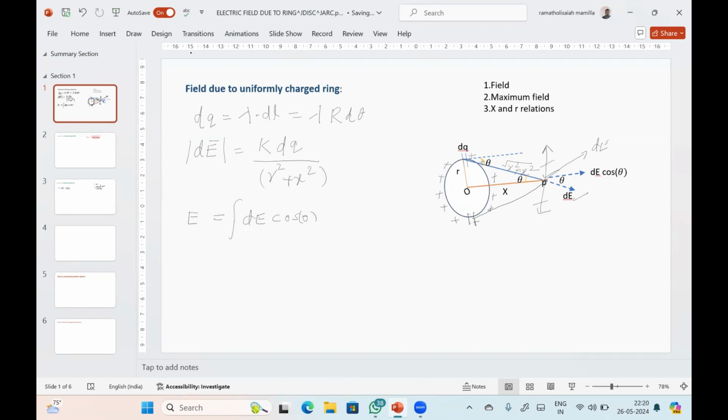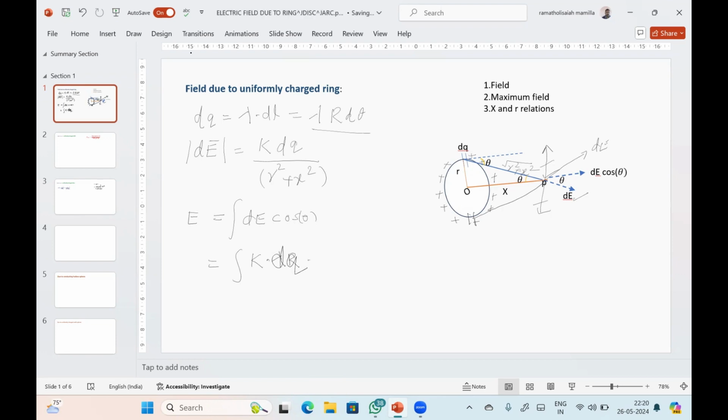Integral dE cos theta equals integral k into dq; I can write lambda r d theta for dq, or keep dq like that. The dq integrated will give the Q charge. So then I can integrate dq. No need to write lambda r into theta, or substitute the cos theta value with r d theta. However, you can do that, no problem. But for the simple case, I'll go with dq only.